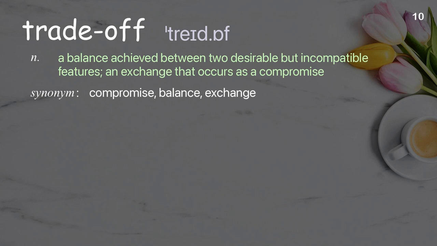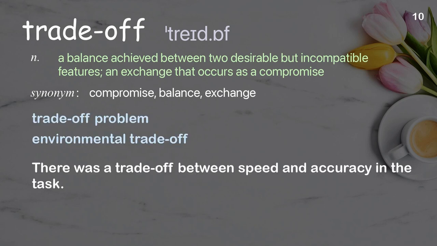Trade-off. A balance achieved between two desirable but incompatible features; an exchange that occurs as a compromise. Examples: trade-off problem, environmental trade-off. There was a trade-off between speed and accuracy in the task.